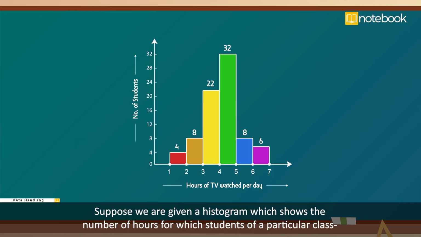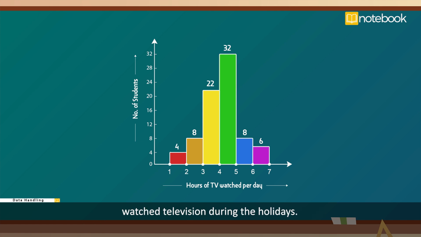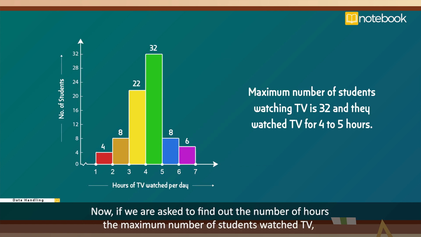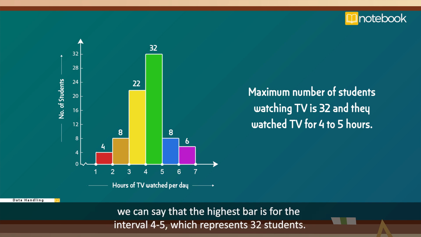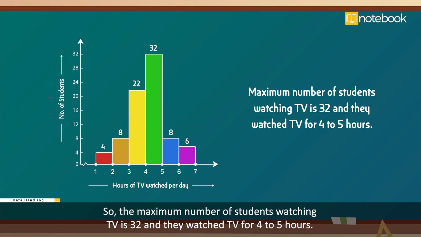Suppose we are given a histogram which shows the number of hours for which students of a particular class watched television during the holidays. Now, if we are asked to find out the number of hours the maximum number of students watched TV, we can say that the highest bar is for the interval 4 to 5, which represents 32 students. So, the maximum number of students watching TV is 32, and they watched TV for 4 to 5 hours.